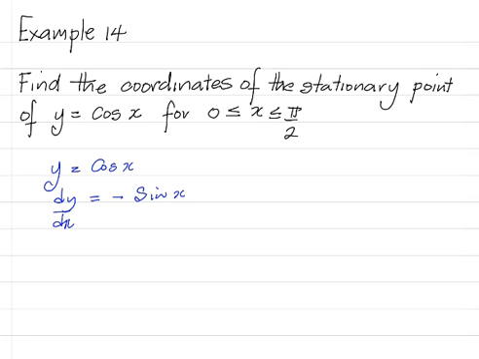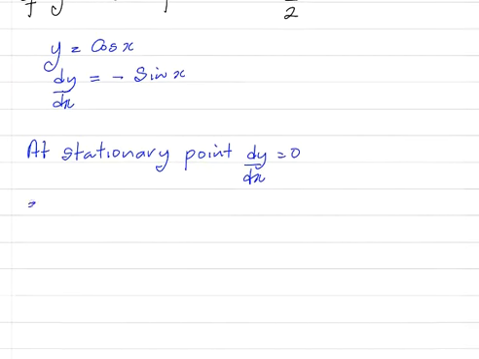So what I'm doing here is I'm trying to find the value of x at the stationary point. So then I'm going to say at stationary point, dy by dx is equal to 0. So therefore, minus sine x is equal to 0. Divide both sides by minus 1. Sine x is equal to 0.